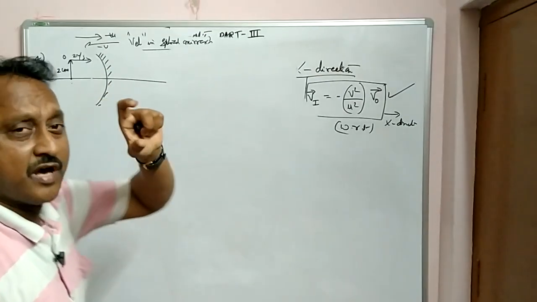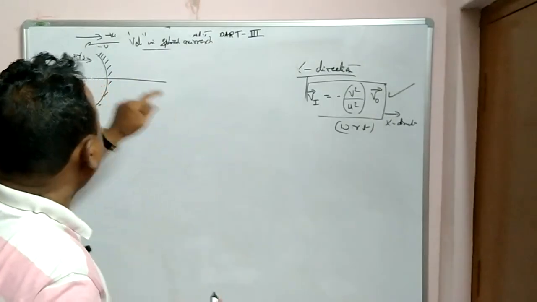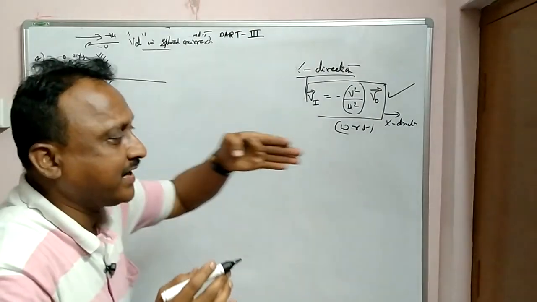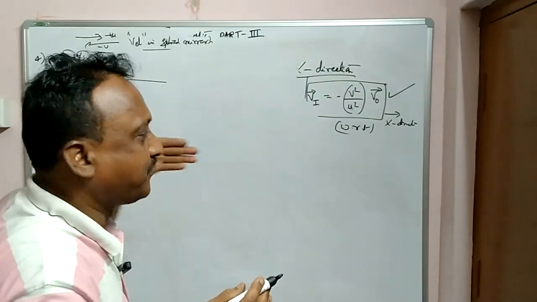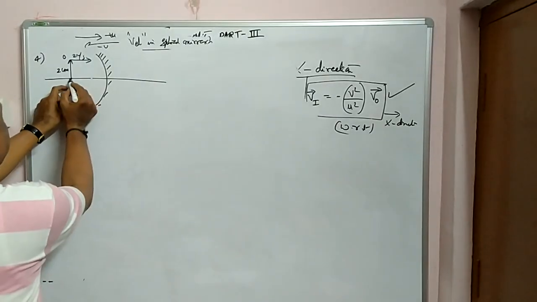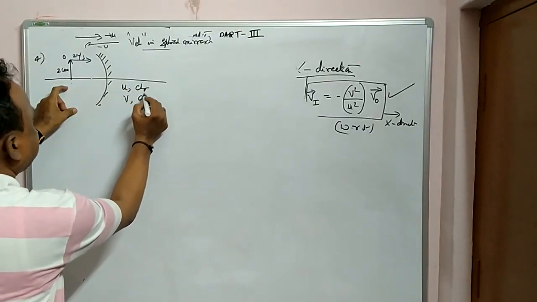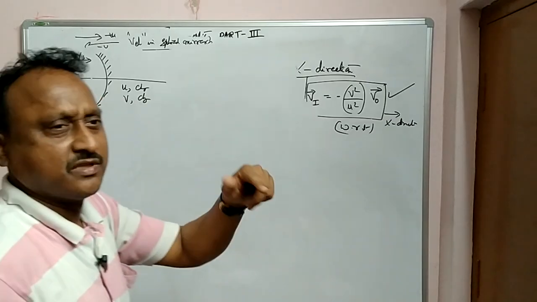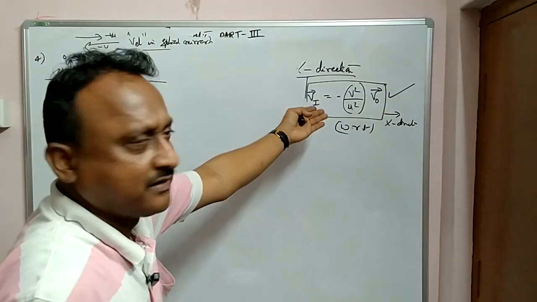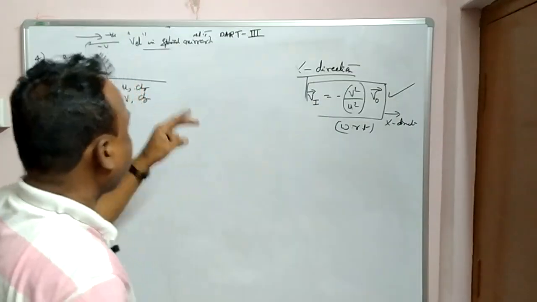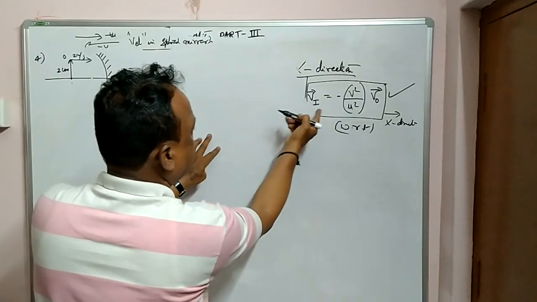The initial height of the object is given, and from there it is moving parallel. Since it is moving, u changes and v changes. You can use this formula again. Since u is changing and v is changing, you use this formula.